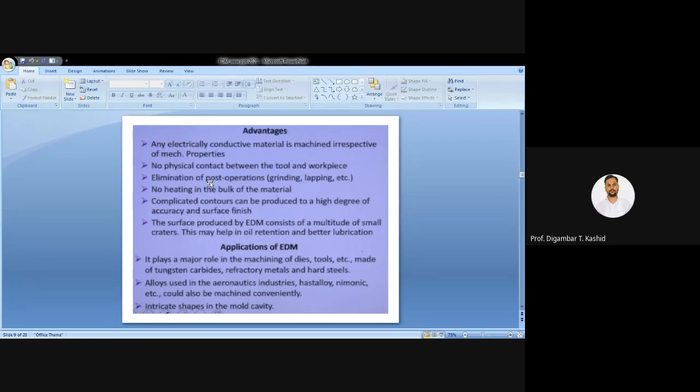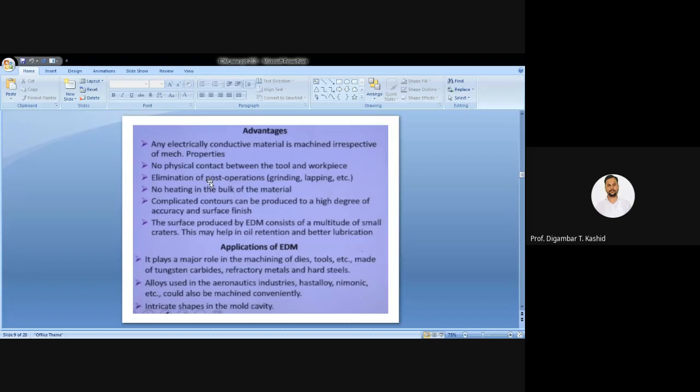Okay, so any kind of electrically conductive material can be machined. Any hard conductive material, irrespective of its hardness, can be machined. The second advantage of this EDM process is that there is no physical contact between the tool and workpiece. As we know, between your tool and workpiece, we have to maintain the minimum inter-electrode gap (IEG).